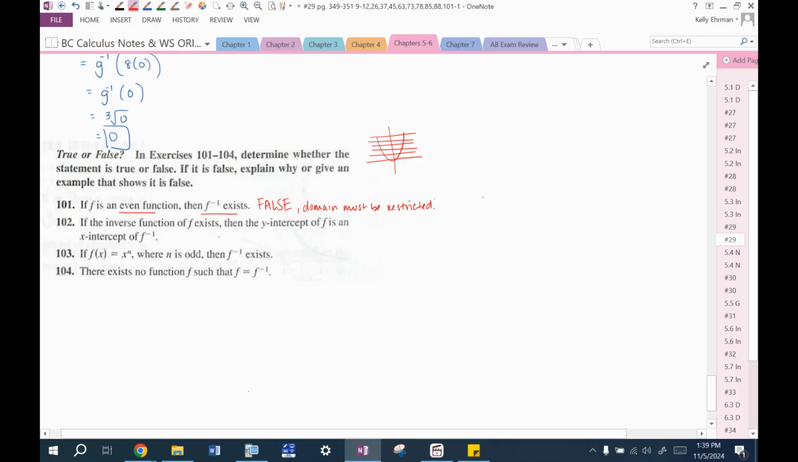It's not that you can't find an inverse relation. It's that you can't find an inverse function. The inverse that you come up with would not be a function. So that's the difference.